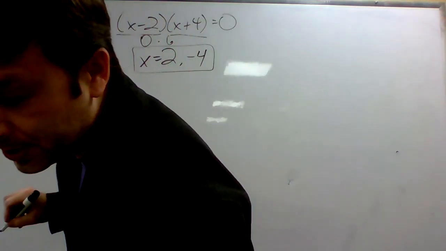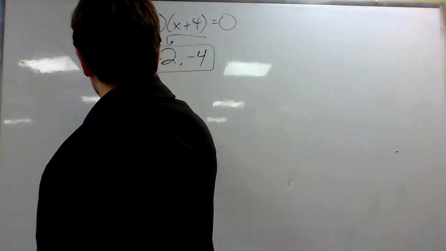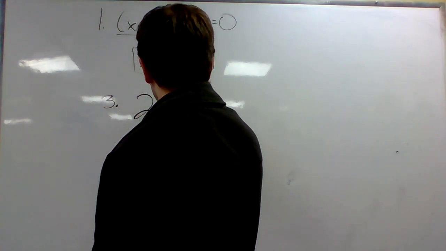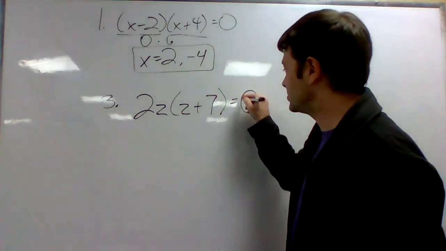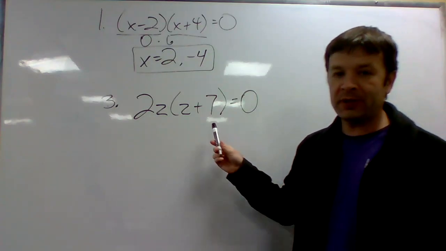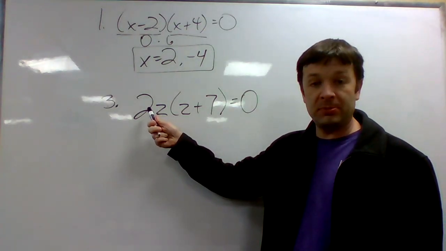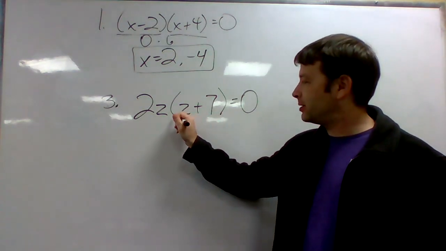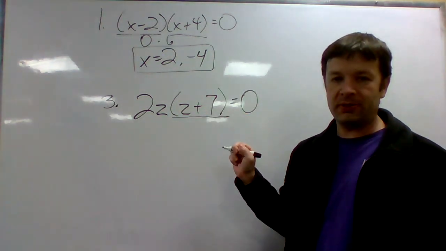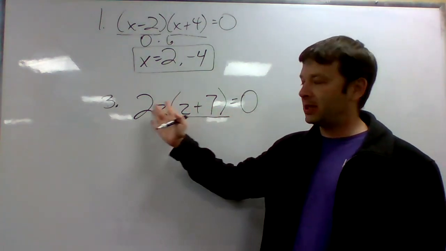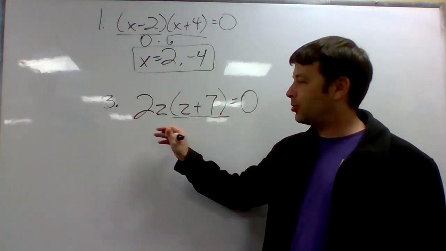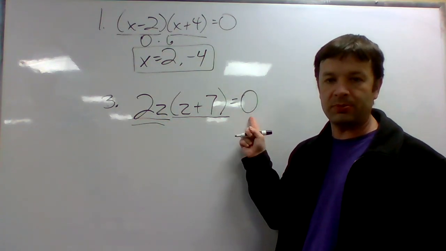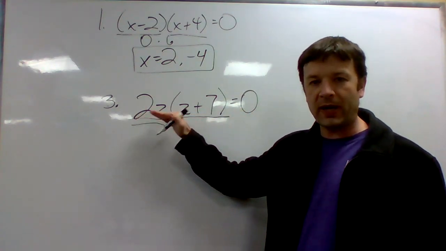It says 2z times z plus 7 equals 0. Okay, I'm going to start with the same. So this means 2 times z times z plus 7 equals 0. So if this turns into a 0, 0 times whatever this is will work. Or if this turns into a 0, 0 times whatever this is will give us 0. So it's still two factors.